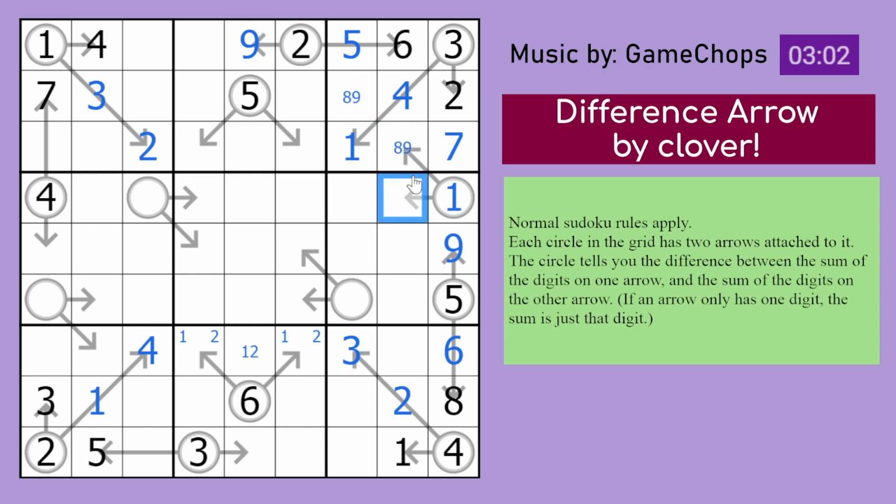This digit and that digit differ by 1. So if this is an 8, this could be 9 or 7. Can't be 9, so it must be 7. If it was a 9, then this digit would have to be 8.